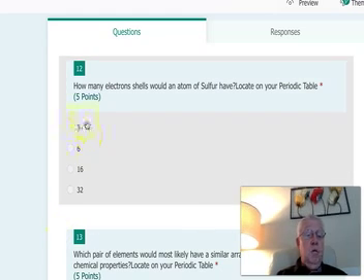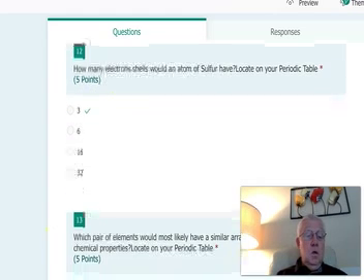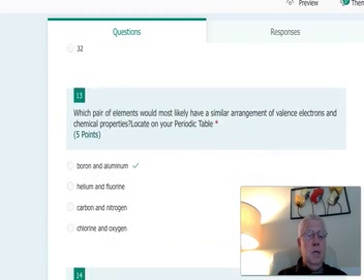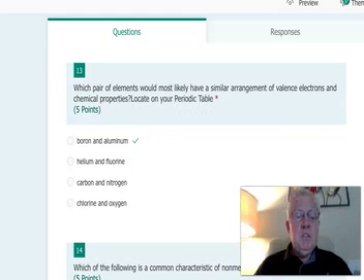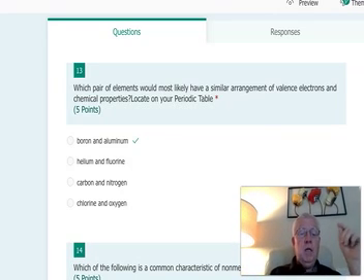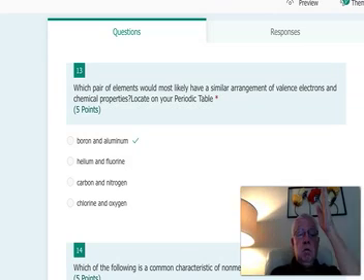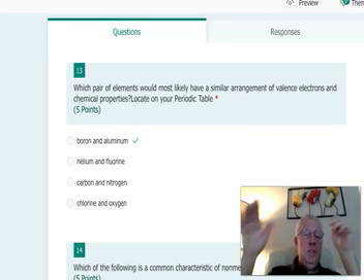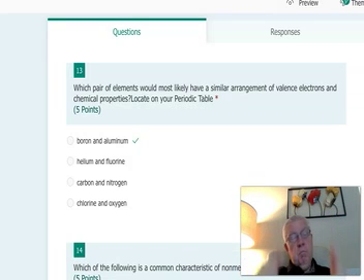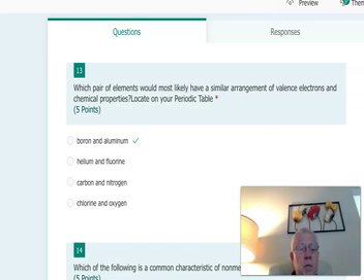Yep, and sure enough, it has 3. Let's go to question 13. Which of these elements would most likely have a similar arrangement of valence electrons? So remember, valence electrons are in columns and chemical properties. If it has the same number of valence electrons, it has pretty similar chemical properties.